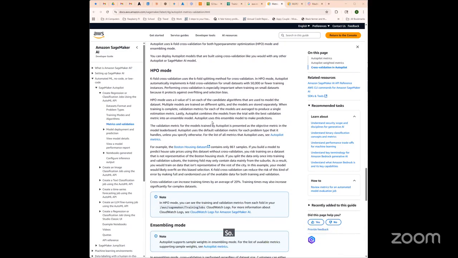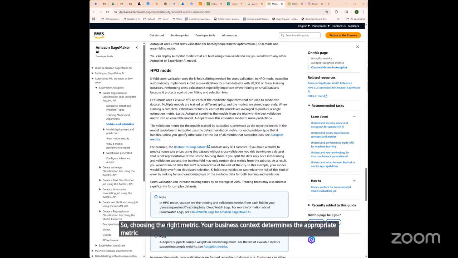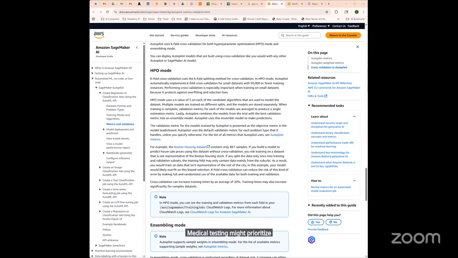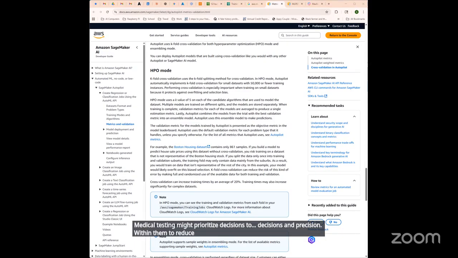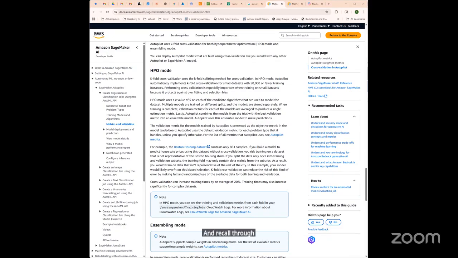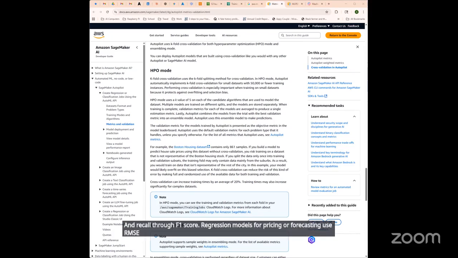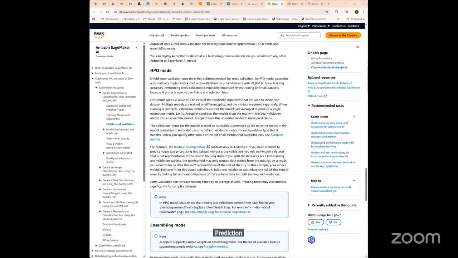So, choosing the right metric. Your business context determines the appropriate metric. Fraud detection prioritizes recall. You can't afford to miss fraudulent transactions. Medical testing might prioritize precision to reduce false positive diagnoses that cause unnecessary treatment. Search engines balance precision and recall through F1 score. Regression models for pricing or forecasting use RMSE to quantify prediction error magnitude.